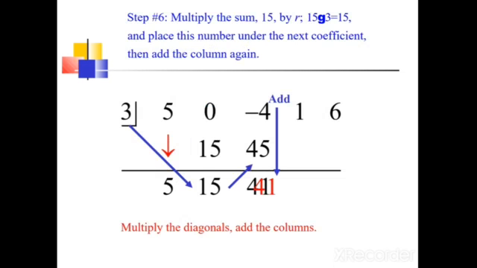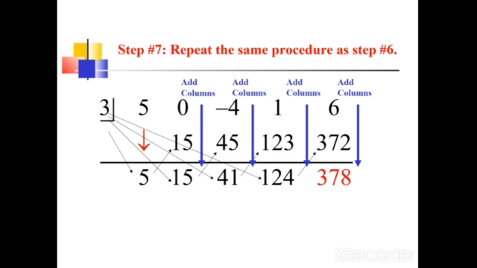Then we go to step 6. Step 6 is multiply the sum 15 by r, that is, 15 multiplied by 3 is 45, and place this number under the next coefficient, then add the column again. So same as steps 4 and 5, we multiply 15 by 3 diagonally and write it below the minus 4, and then add the column, that is, minus 4 plus 45 is 41. Now step 7 is repeat the same procedure as step 6.